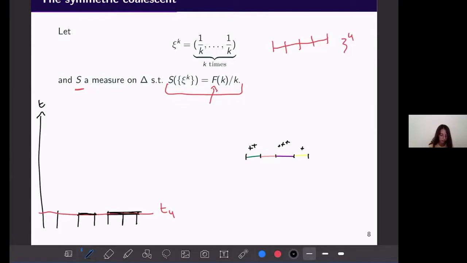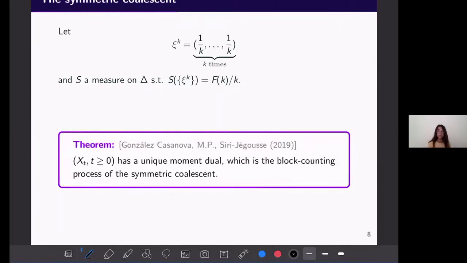And this one fell alone, and it's this one. And like this, we can construct the coalescent. So the theorem we have is that this symmetric coalescent, its block counting process is moment dual to the diffusion with jumps that I presented a couple of slides ago.